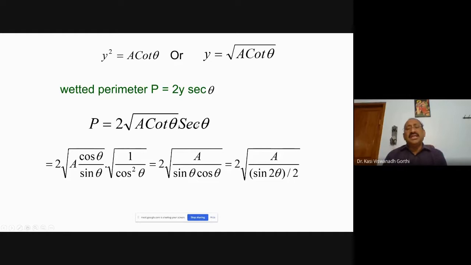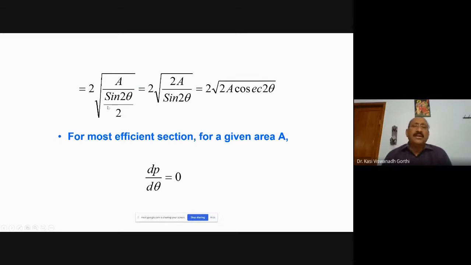For the sake of convenience, you are taking square root of 1 by cos square theta, both mean the same. Now you have got 2 into square root of a, and the cos theta gets cancelled, with sin theta cos theta in the denominator, or sin 2 theta by 2. So 2 into square root of a by sin 2 theta by 2 will be the wetted perimeter. Or 2 into square root of a by sin 2 theta by 2, or 2a by sin 2 theta, or 2 into 2a cosecant 2 theta.